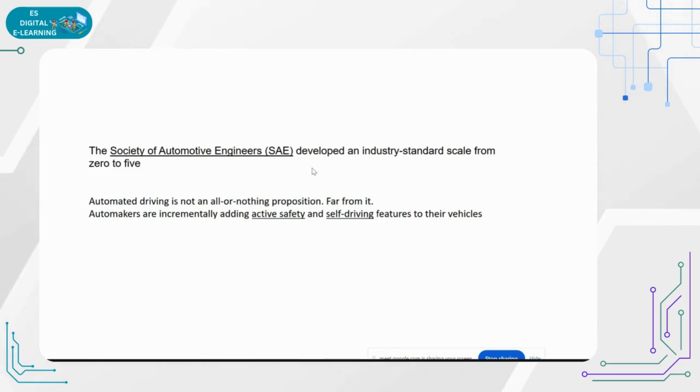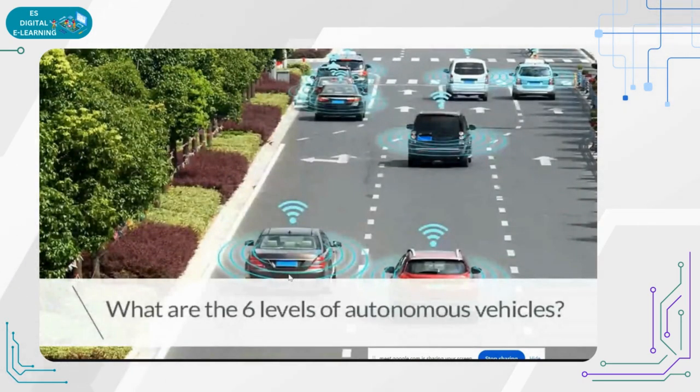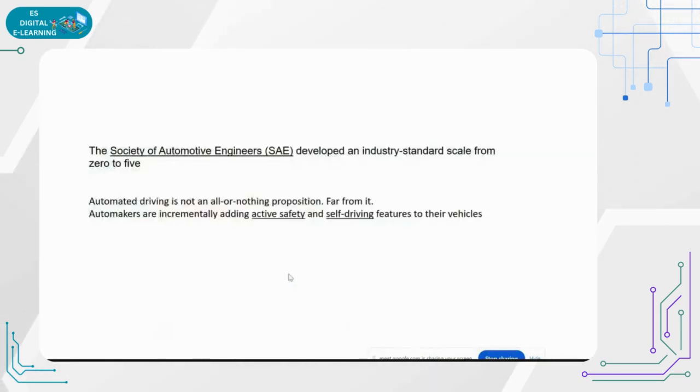The Society of Automotive Engineers, SAE, has an industry standard scale which varies from 0 to 5 levels. Whatever cars we are developing for automated driving, they keep on increasing their work on active safety systems and passive safety systems for self-driving vehicles. Before collision or after collision, they should drive and protect the passengers in the car. That is the main intention. So they have the 5 levels.